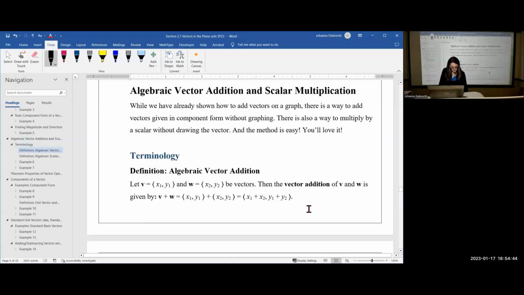So the next thing we want to do is talk about the algebraic vector addition and scalar multiplication. So when we're talking about algebraic vector addition and scalar multiplication, we showed how to do it from a geometric standpoint on the graph. But we can also do it without the graph and just using the components of the vector in standard position. And the method is really easy. You're going to love this. So if I want to add vector v and vector w together, and in component form, they are x1, y1, and x2, y2, with the ordered pair x1, y1 being the terminal point of v, and the ordered pair x2, y2 being the terminal point of w.